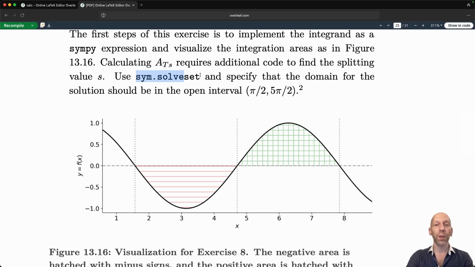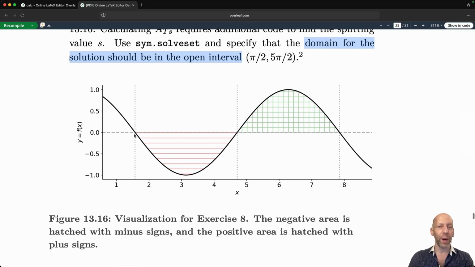But there are certain kinds of expressions that SymPy's solve struggles with, and solveset can evaluate them, including specifying the domain. So what you want to do is specify that the domain to solve for S, this splitting variable, should be in the open interval of pi over 2 and 5 pi over 2. Now, why do I say the open interval? The reason is that here we have pi over 2, and here we have 5 pi over 2.